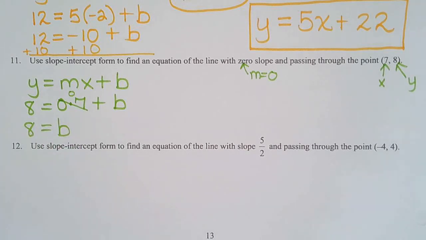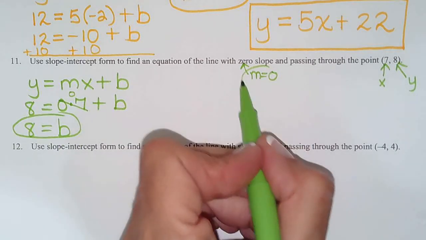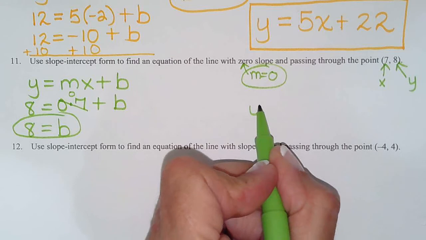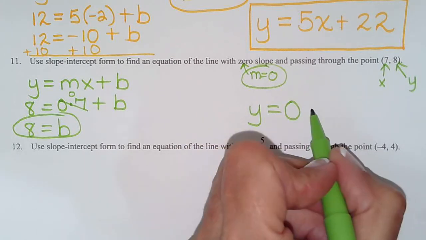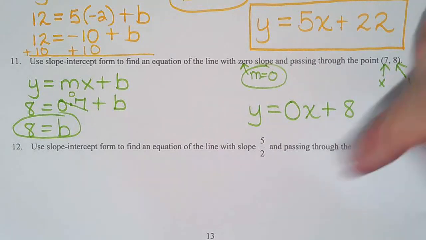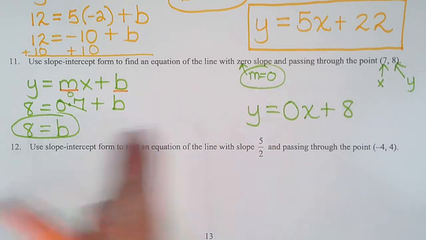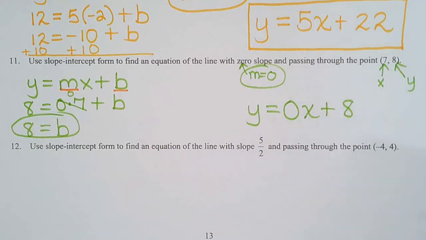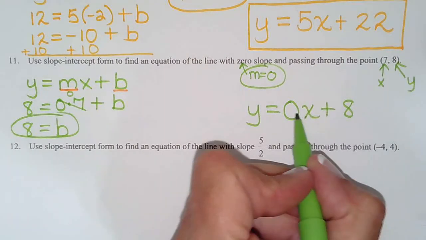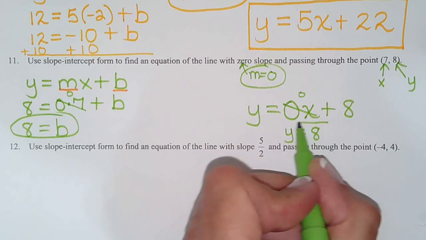So do I know my two ingredients, my m and my b? I do. Here's my m. There's my b. So plug them in. y equals 0x plus 8. So once I find my m and b, then I put them in here and here. So I put 0 in for m, 8 in for b. But that's not really simplified, and that's not really how you'd see something. 0 times anything is 0. So this is how you would see this equation in a textbook.